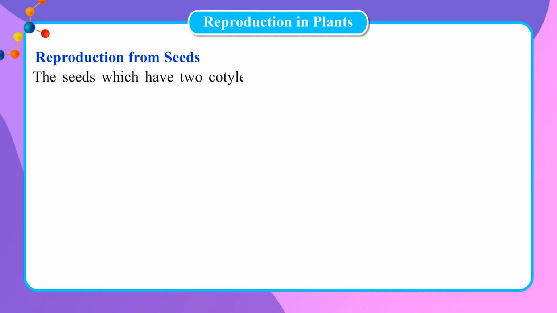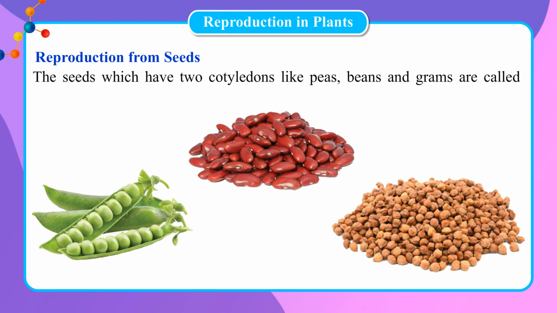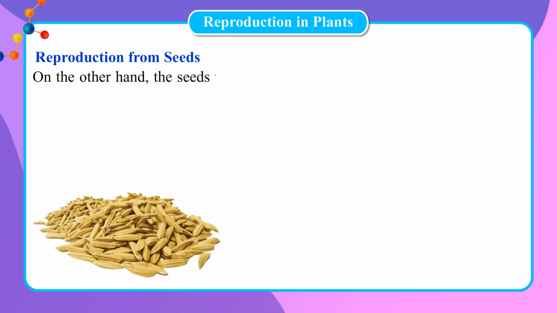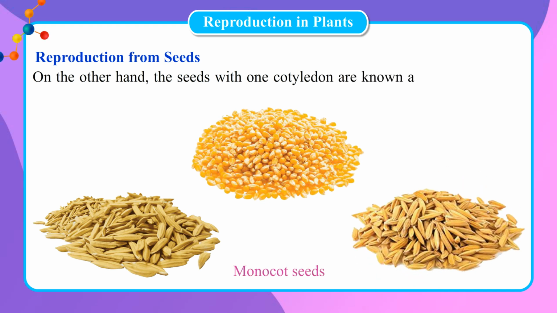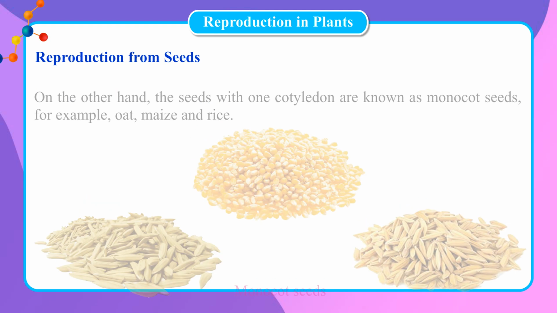The seeds which have two cotyledons, like peas, beans and grams, are called dicot seeds. On the other hand, the seeds with one cotyledon are known as monocot seeds. For example, oat, maize and rice.